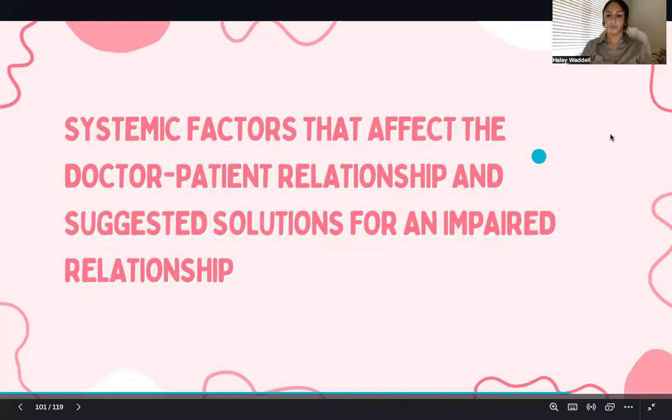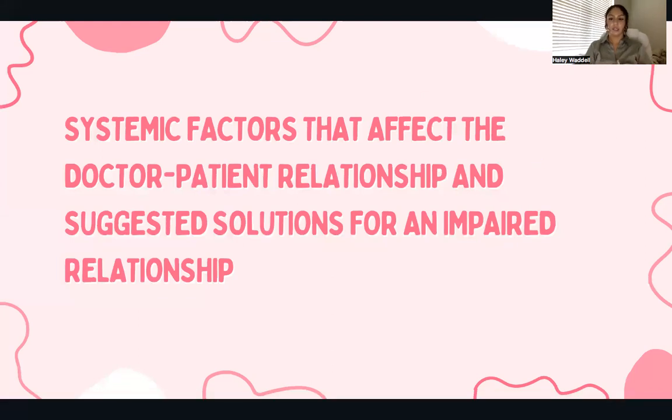Okay, so finally, this is our last part. We're going to go over systemic factors or day-to-day factors, factors we can't control, that affect the doctor, patient, or physician, patient, provider, patient relationship. And then I'm also going to give you suggested solutions to repair or improve that relationship, no matter these external factors.